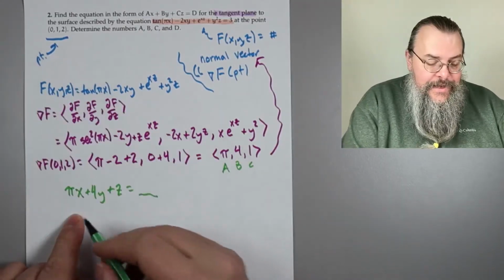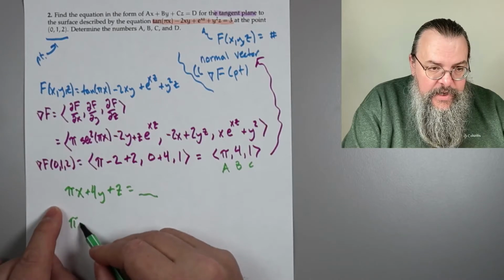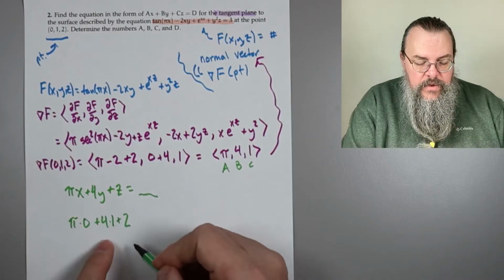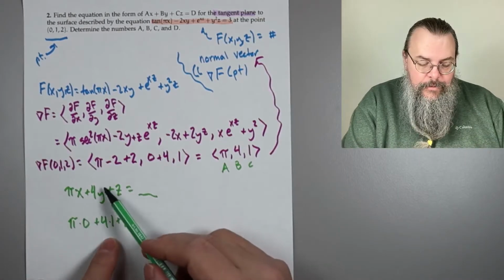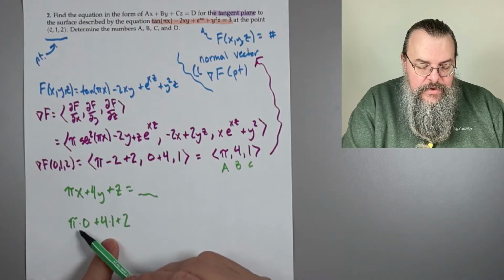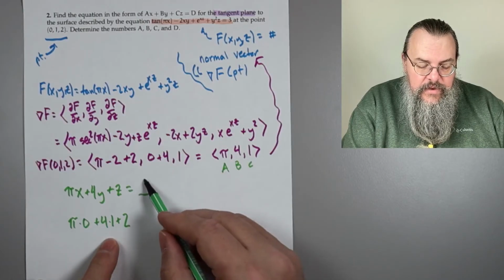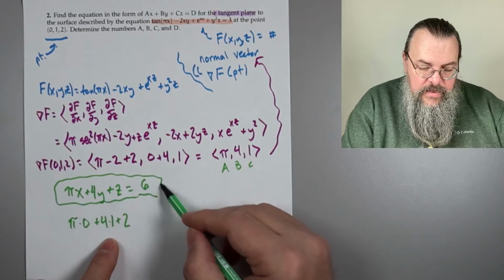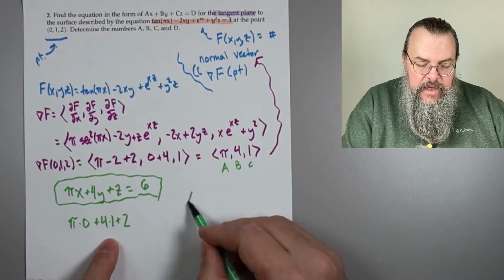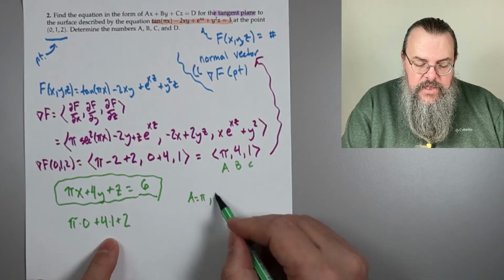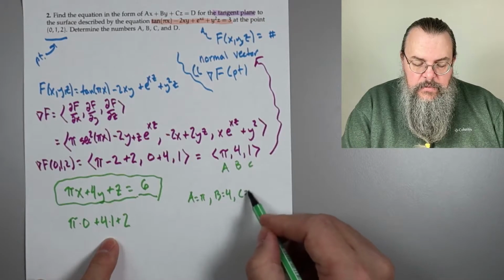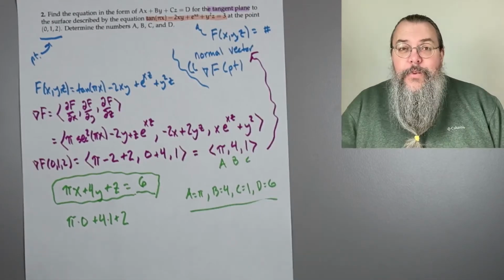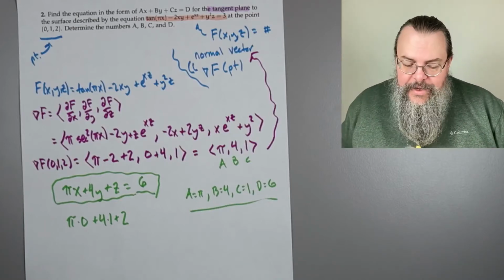We plug it in. So we should have pi times 0 plus 4 times 1 plus 2. So plugged in x equals 0, y equals 1, z equals 2. 0 plus 4 plus 2 makes 6. So there's our plane. So that says a should be pi, b should be 4, c should be 1, d should be 6. Now, why did I say this is not unique?